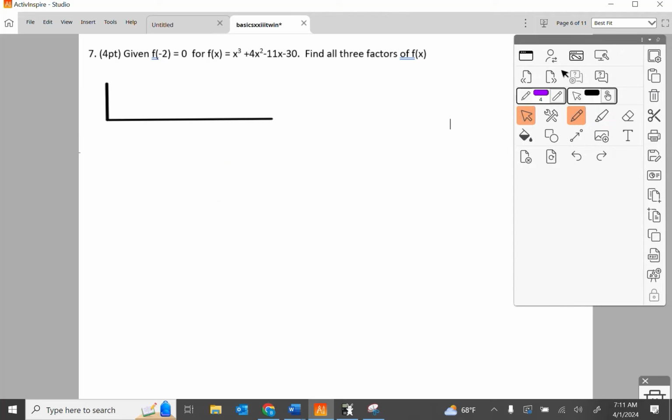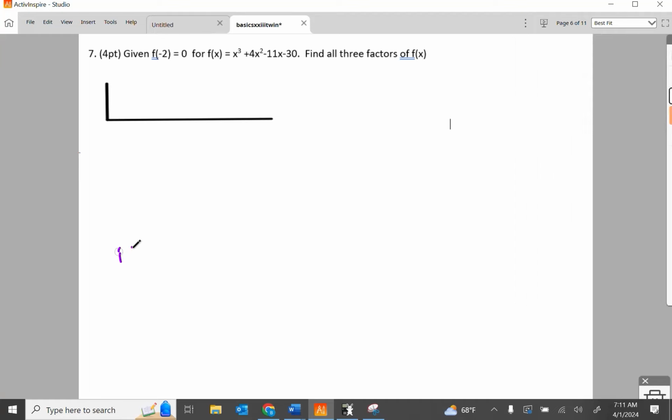All right, given f of negative 2 is 0, for f of x equals x cubed plus 4x squared minus 11x minus 30, find all 3 factors. So here's the first one. If f of negative 2 equals 0, x equals negative 2, x plus 2 is a factor. There's 1. I want 3. Now, I'm going to take this little negative 2 and I'm going to put it right there.